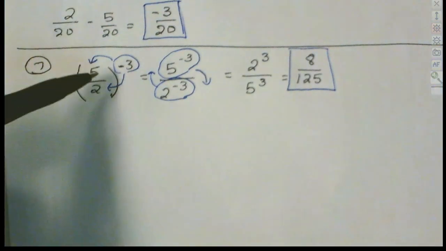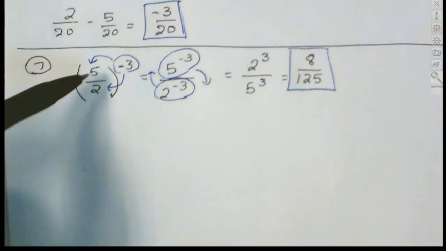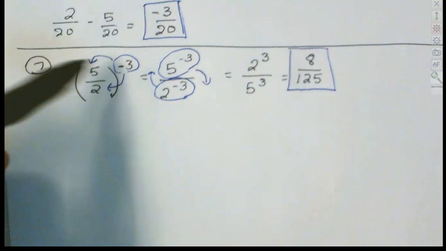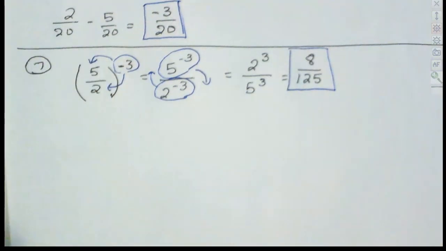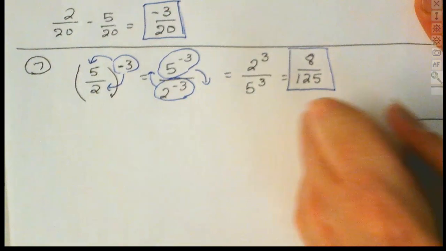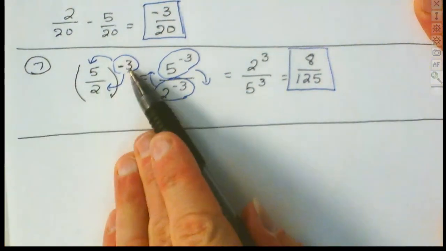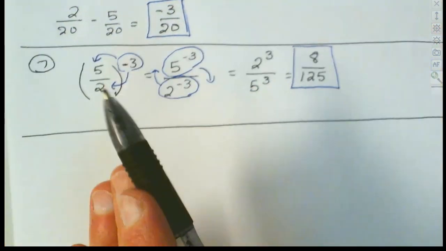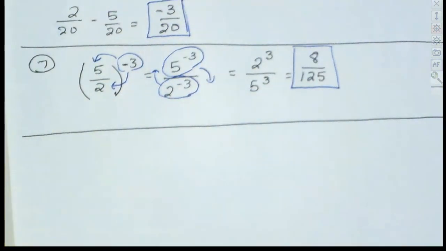Now you could have also flipped it around at the beginning and made that a positive 3, then distributed it through. You'll get the same result. But at some point in time, because this is negative, you're going to have to flip the fraction over. You can either do it at the beginning or do it after you distribute.